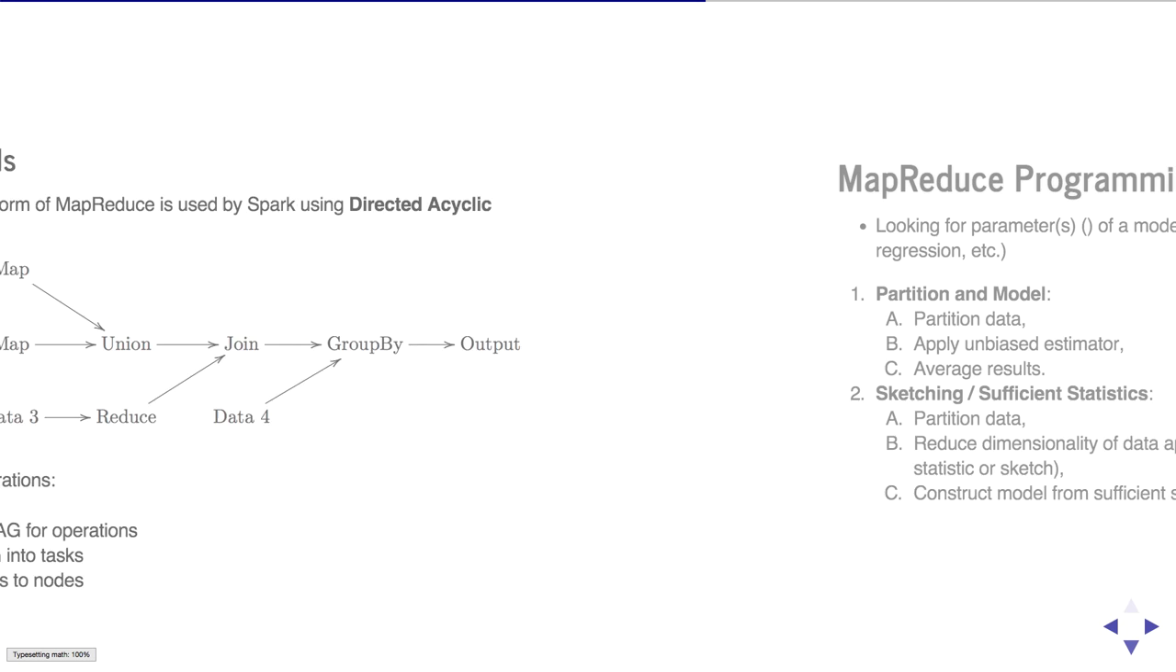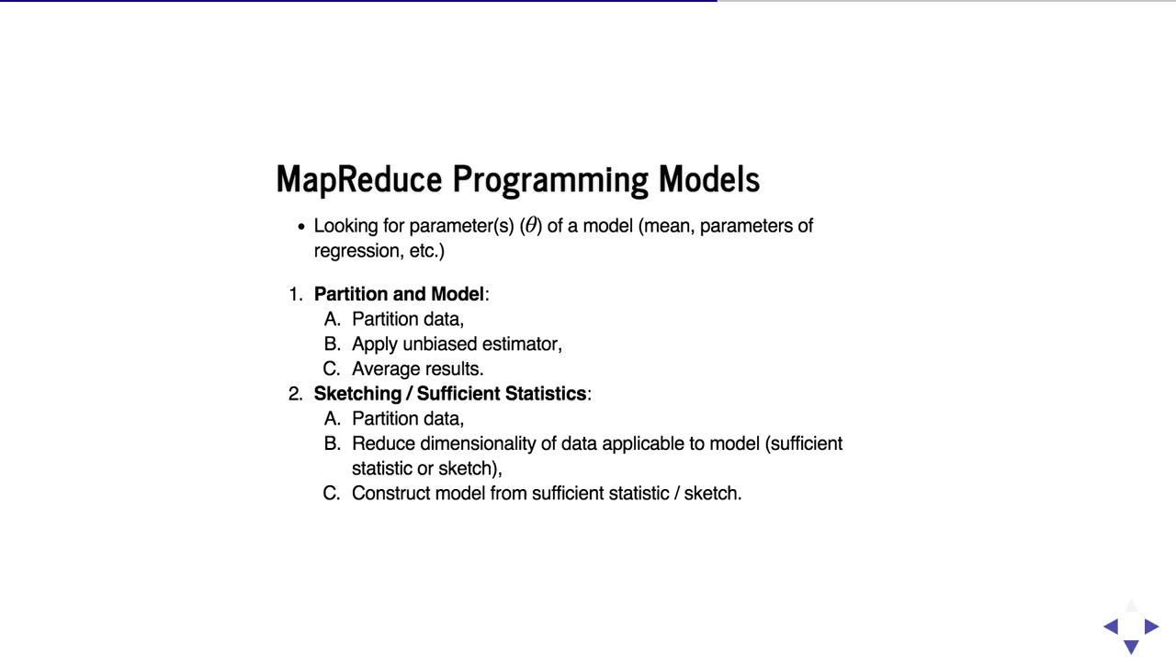I came across basically two different programming paradigms for using MapReduce. The way the structure is, you want to basically pass functions to change the data. Almost everything with MapReduce is done through functions. Map is a function, reduce is a function, combiner is a function.